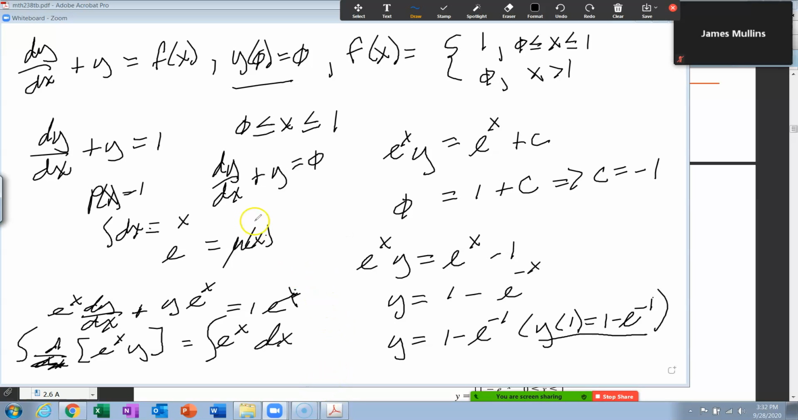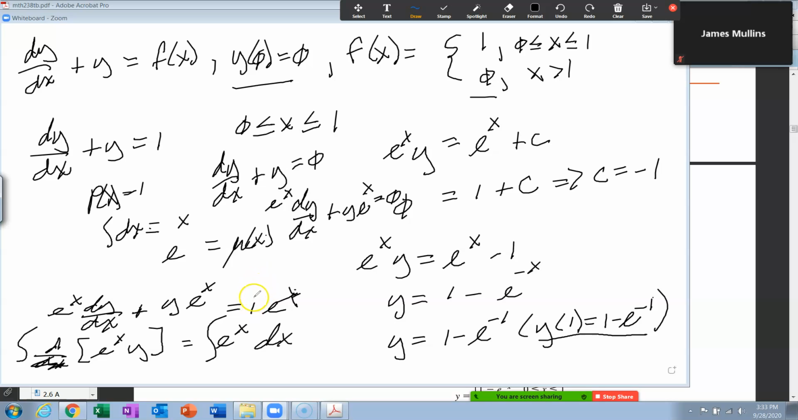Okay? Well, if you go through the same thing, you get the same e to the x is your mu of x again. Everything works out the same, except when you get down to this line, you have e to the x dy/dx plus y e to the x is equal to 0. Okay, because you got this f of x in there now.